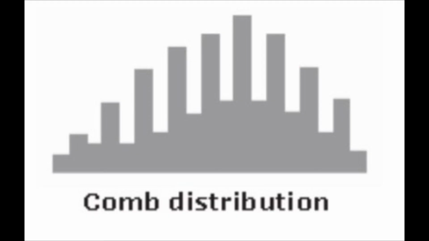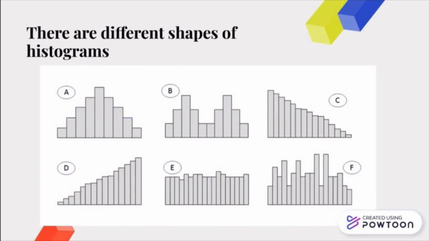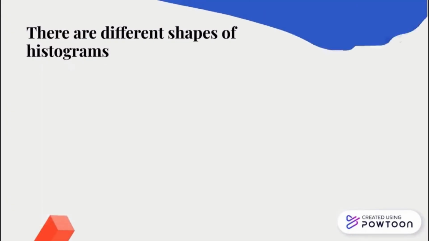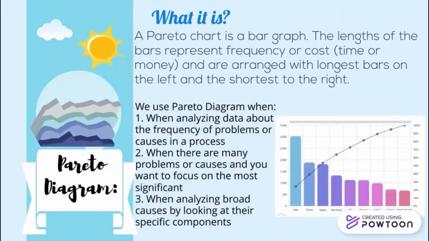Comb distribution. In a comb distribution, the bars are alternately tall and short. Then we have truncate or haircut distribution. The truncate distribution looks like a normal distribution with the tails cut off. And the last one is duck-foot distribution. The duck-foot distribution is missing results near the average.